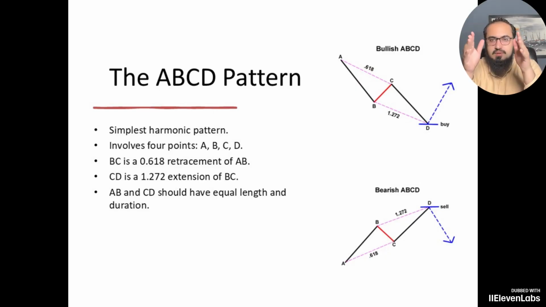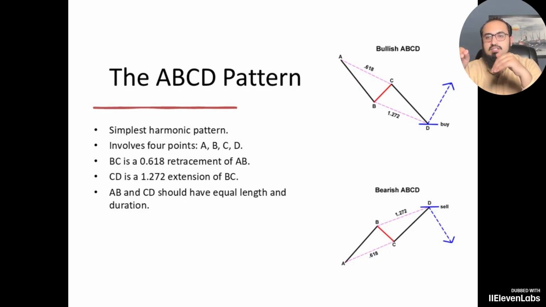Now, all these harmonic patterns are based on Fibonacci. So in Fibonacci, we have 0.618 as the retracement of AB. That will be BC. Then CD will be a 1.272 extension of BC. These are exact calculations. So AB and CD should have equal length, and the time that it takes to complete them should also be equal.